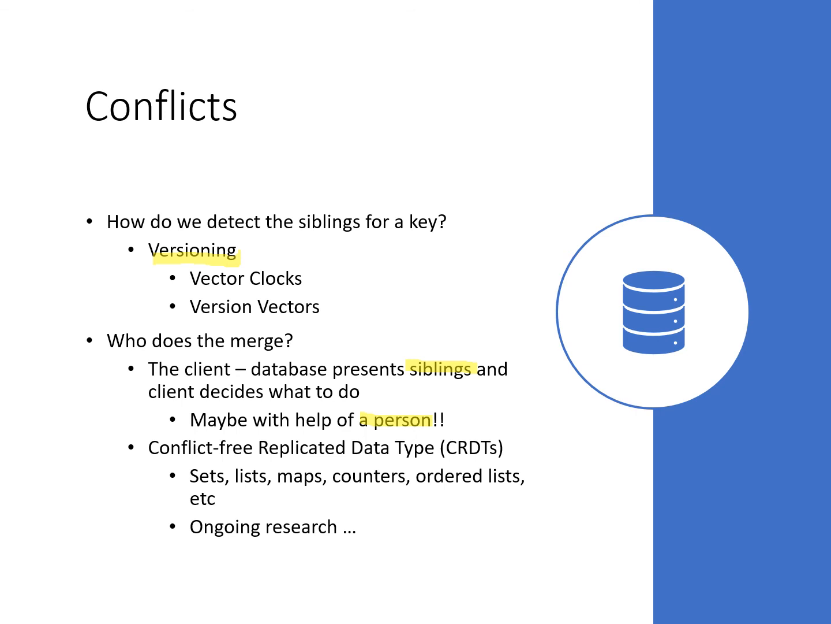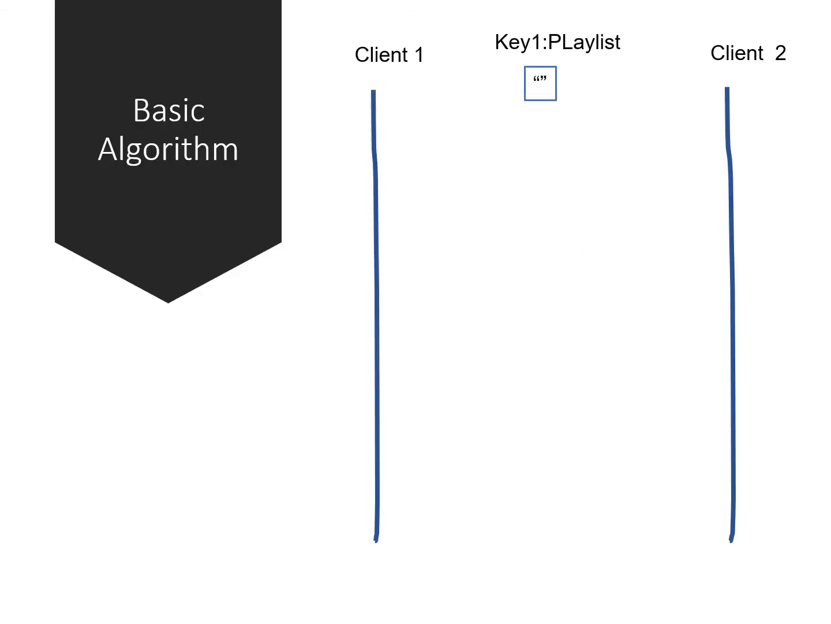Some databases also have data types known as conflict-free replicated data types. These are sets, lists, basic data types that you're used to in languages like Java. And when conflicting updates occur to database objects which are based on these structures, the database itself can resolve the conflicts using well-known algorithms. So this is the basic approach.